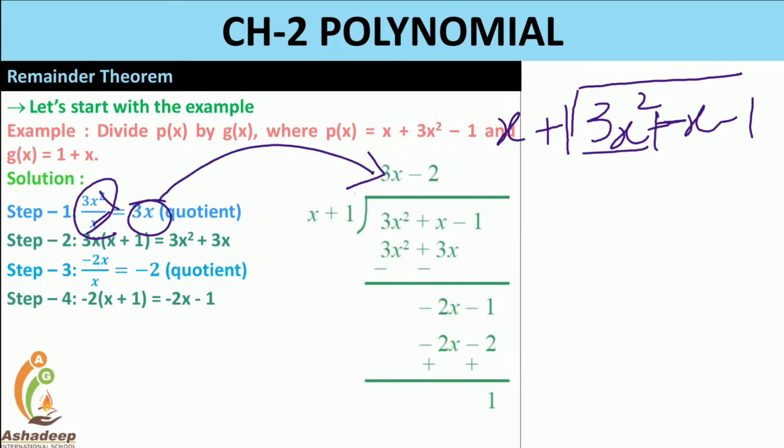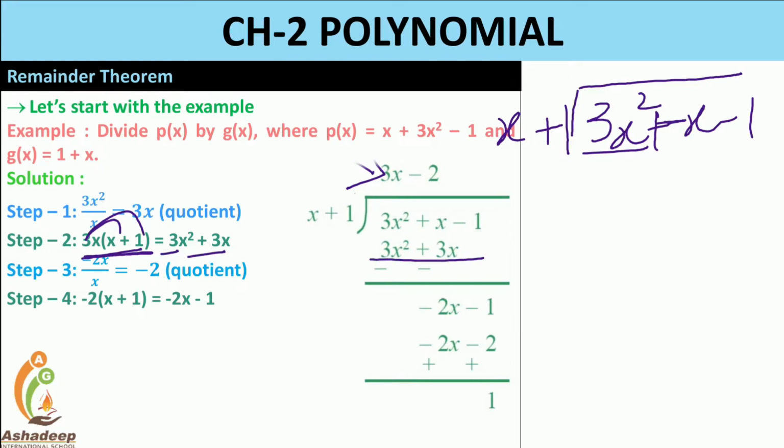Now what you have to do is 3x into x plus 1. So 3x into x, 3x square, 3x into 1, 3x. That you write down over here. Then minus, minus. This is cut. So here what remains is minus 2x, right, and here it is minus 1.